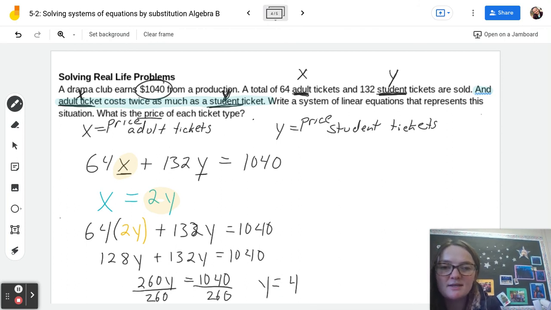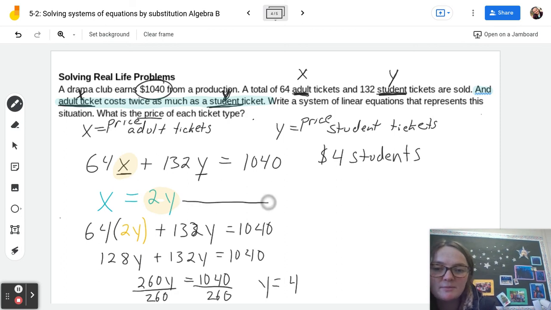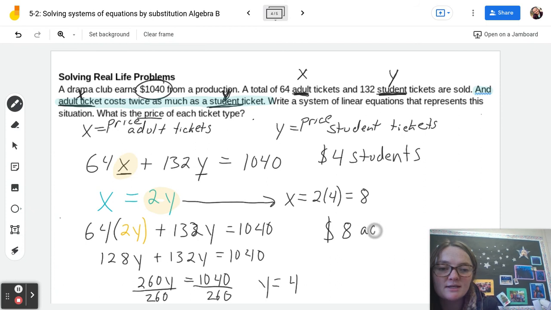So what this is saying is that we just found y, which is the price of student tickets. So we know that it costs $4 for student tickets. We need to figure out how much it costs for adult tickets at this point. Well, it already says that adult tickets cost twice as much as student tickets, so I'm going to plug in 4 for y here. So x is equal to 2 times 4, which is 8, which means it costs a total of $8 for adult tickets. And that is the answer here.